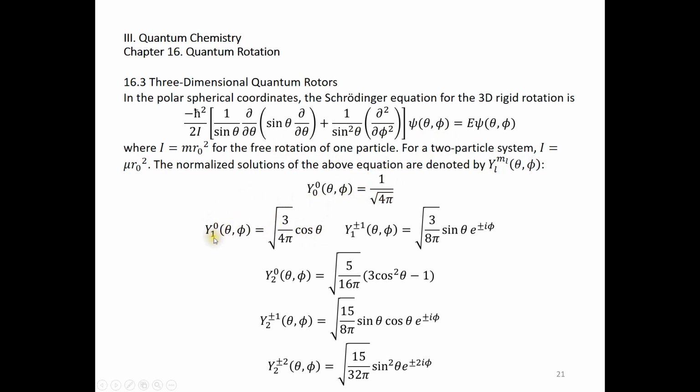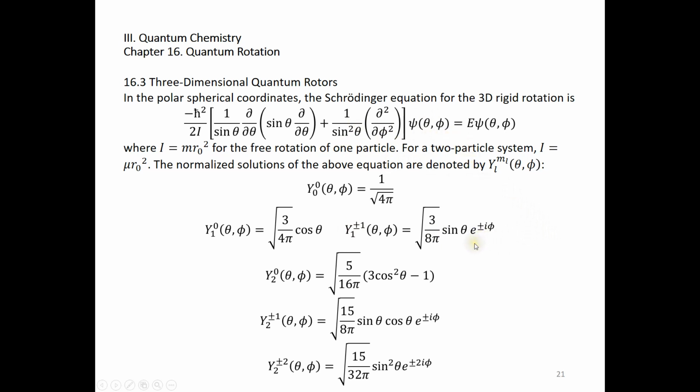The second one here, L equals 1, M sub L is 0, and you can see it's a constant times cosine theta. The constant is just the normalization factor. Cosine theta, remember, is proportional to Z, because Z is R0 times cosine theta. We have a couple complex functions here. It's a constant times sine theta times e to the power of plus minus I phi. These two are the solutions to the Schrodinger equation over here.